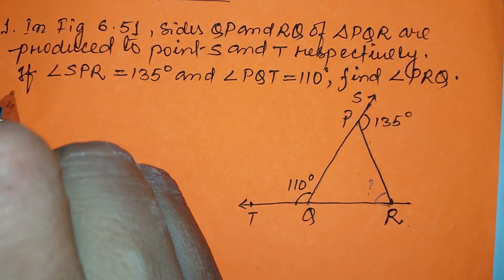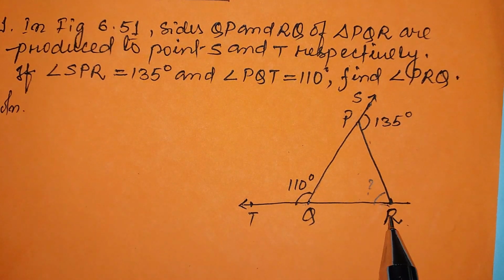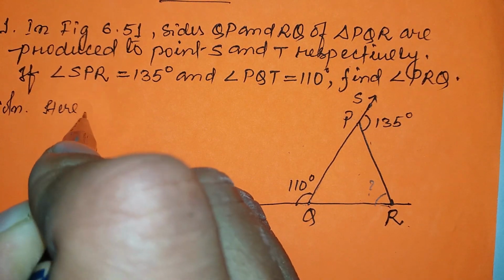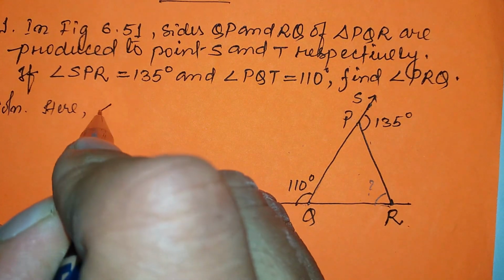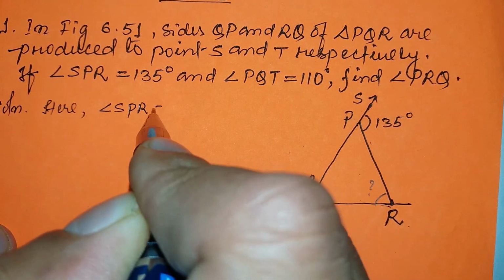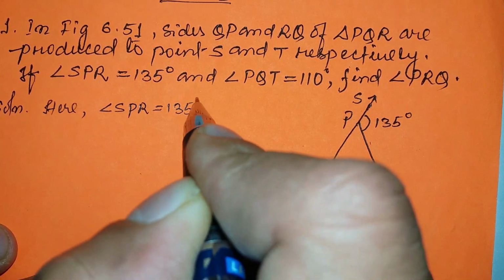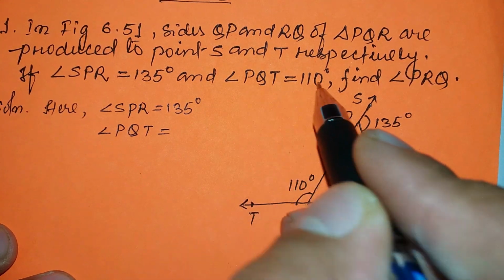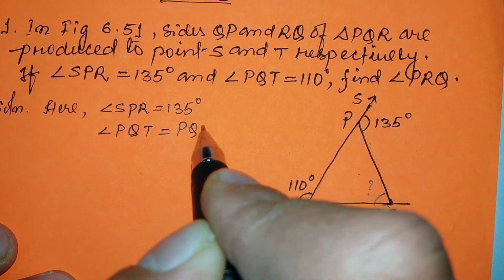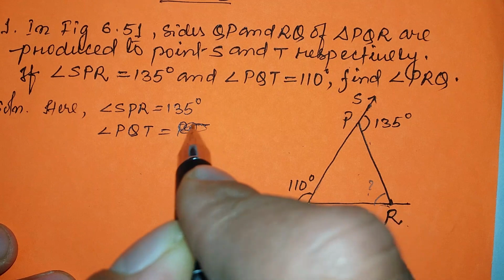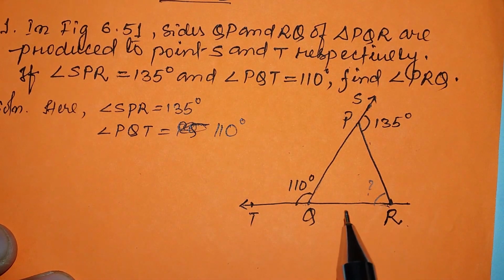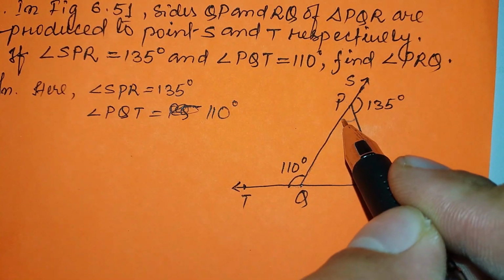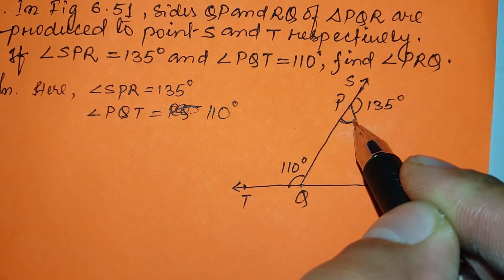Okay, solution. Let's say here angle SPR is 135 degrees, angle PQT is 110 degrees, and we have to find this one. First, let's find out this angle.